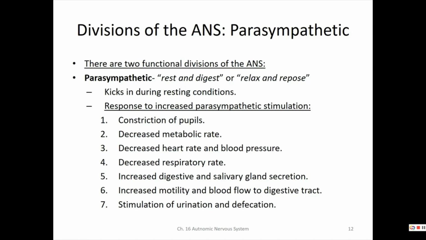You can breathe easy, but your digestive system goes up. Blood flow there goes up. You also will have salivary glands start to secrete. Motility and blood flow to your digestive tract goes up in anticipation of a meal. And you start to be able to urinate and defecate more easily.